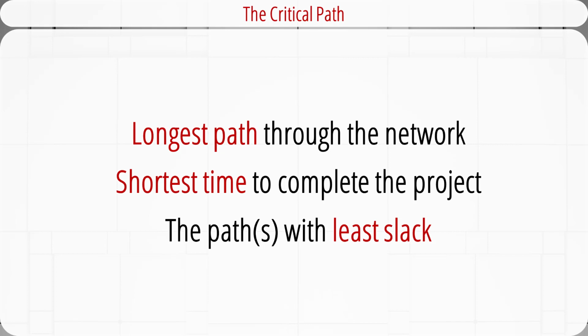After we are done with the computation and get the complete project network, we can start to identify the critical path. The critical path is the longest path through the activity network. It measures the shortest possible time in which the whole project can be completed. It's also the path that has the least slack.